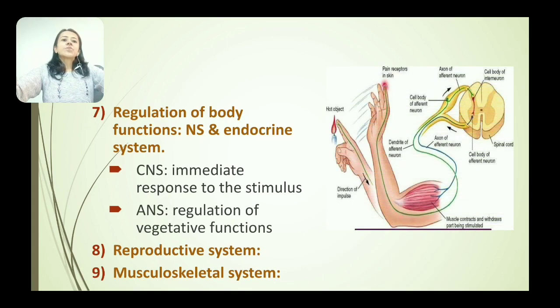Next is regulation of body function. For that, we have the nervous system and endocrine system. The nervous system is important for the immediate regulation of body function. For example, if we touch a hot flame, we immediately withdraw our hand. That is the function of the nervous system, that is a reflex action.